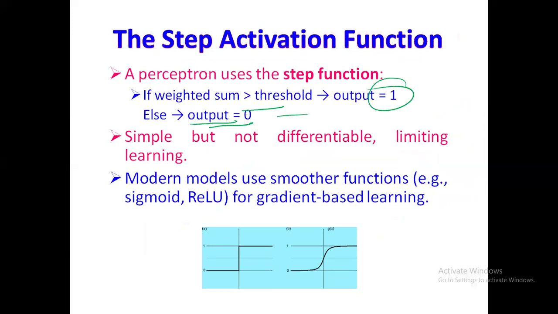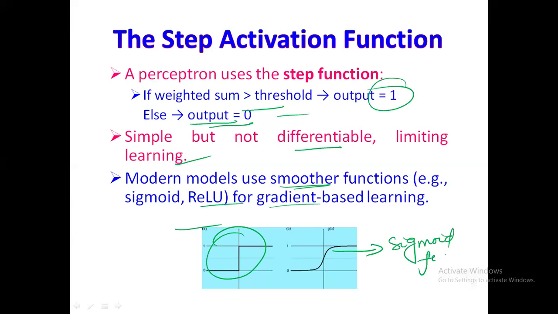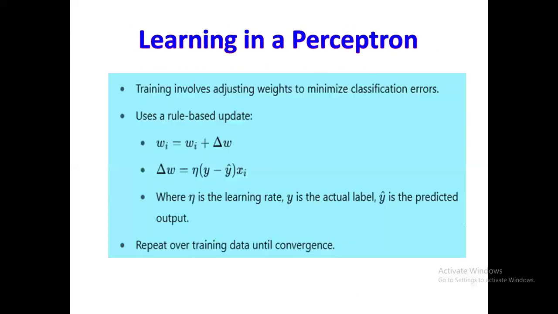And this model is very simple but not differentiable. Limited learning only we are going to get. And the modern models use smoother functions. We will discuss this in the later lectures: the sigmoidal and ReLU functions for gradient based learning. This is the step function. This activation function is the sigmoidal function.